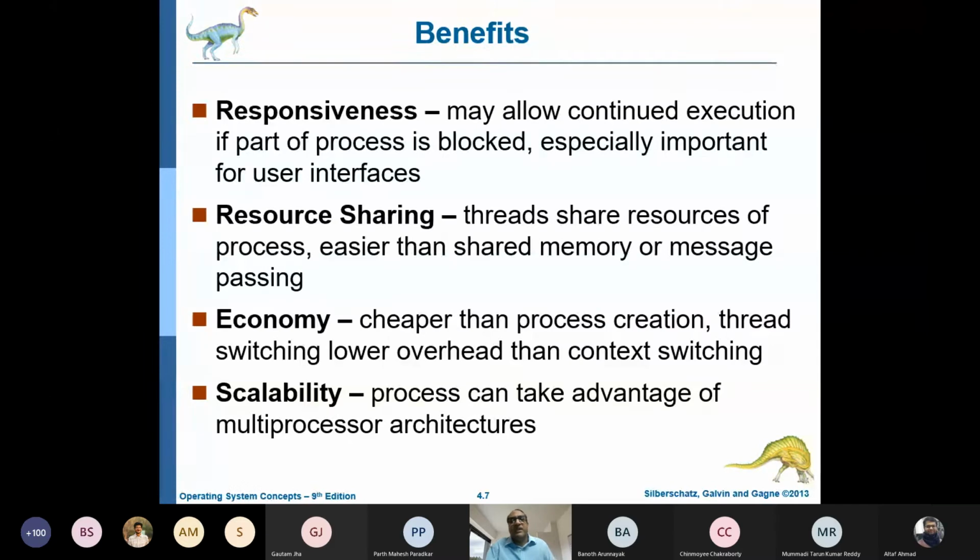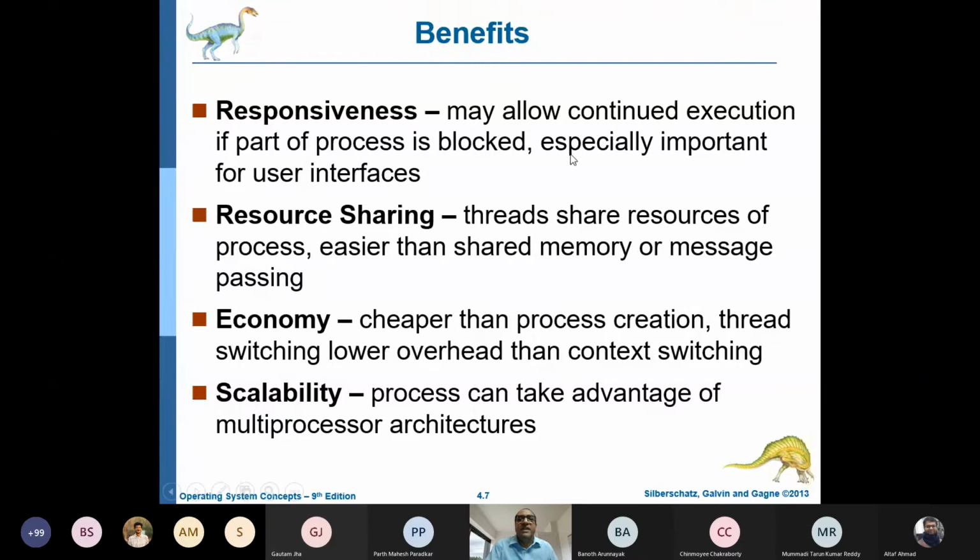Now we'll look at some benefits of multi-threaded processes, which are obvious by this time. The first is responsiveness. Suppose you have a single-threaded process, and during execution the process is blocked because of IO. Then the entire process will be blocked, which means the process will be switched out and a new process will be handled by the CPU.